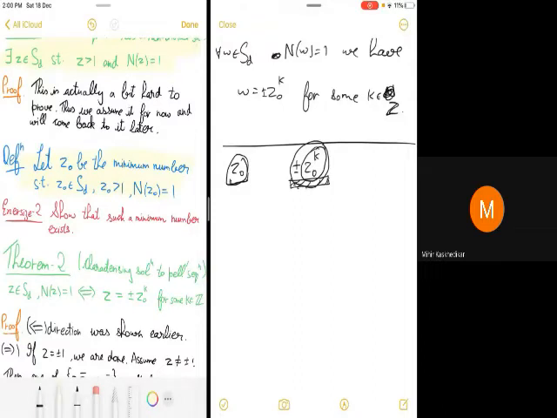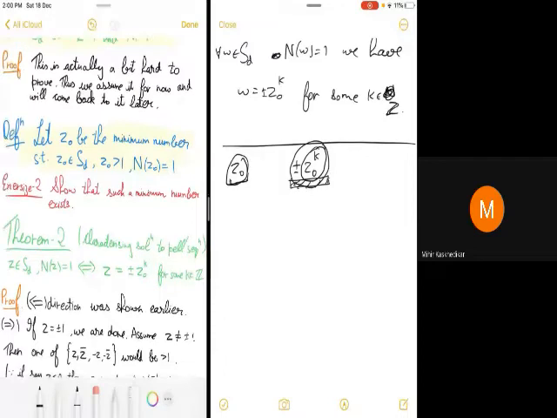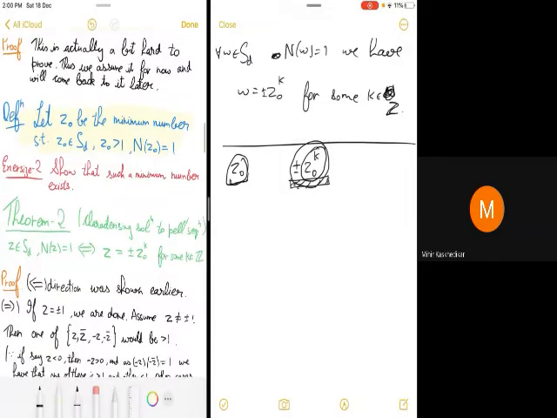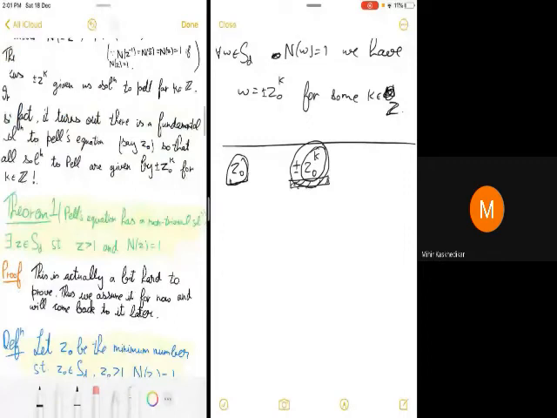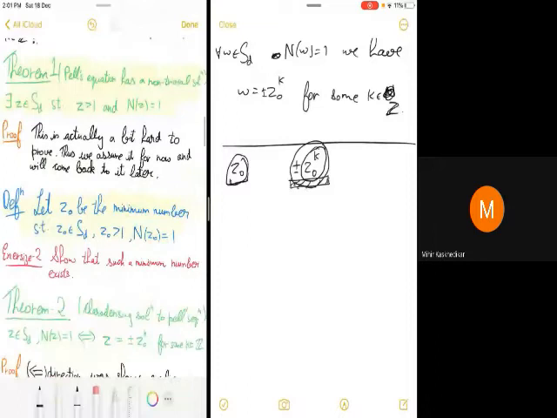Let Z naught be the minimum number such that Z naught belongs to SD, Z naught is greater than 1, and n of Z naught is 1. Now, it is not direct. Do you see why such a minimum number exists? Assume that there exists one such solution. We are assuming this throughout, and we'll prove this in the end. Assume this, and now do you see why this is true?